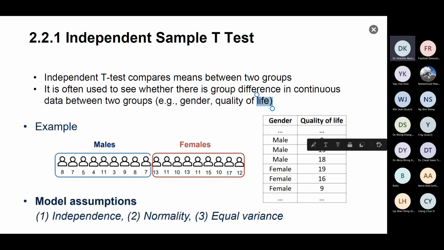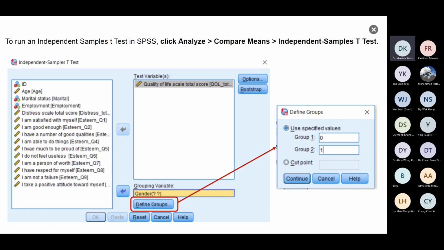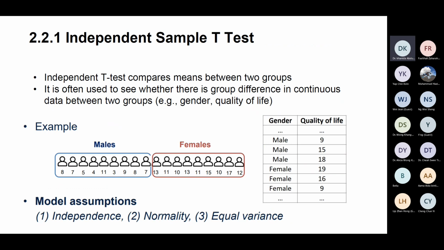So here for the male, the rank of the quality of life that this guy answered is 9, and continues with 15, 18. And then for female, this lady answered 19, 16, and 9. So the model assumptions here are independence, normality, and equal variance.